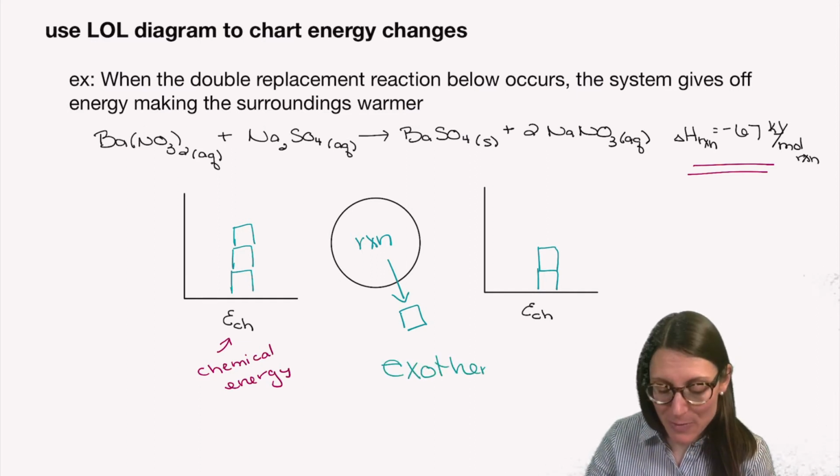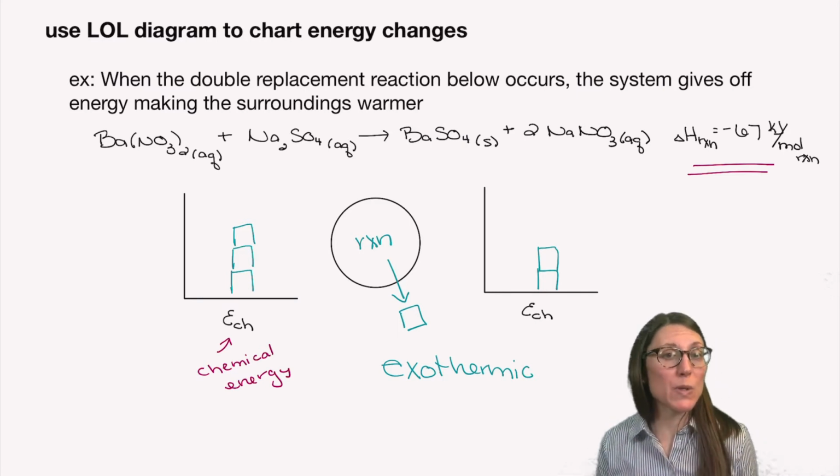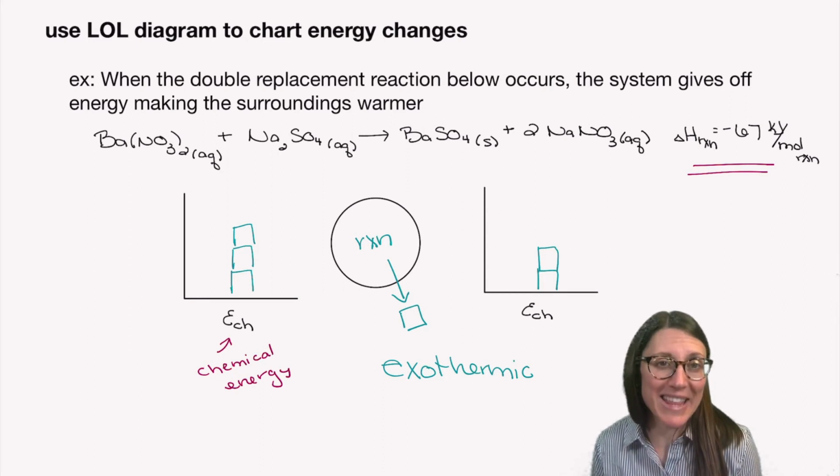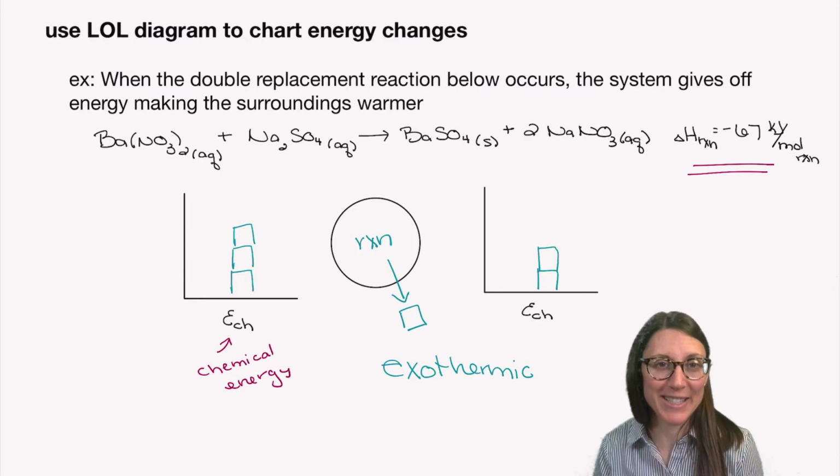Hopefully you remember this from earlier this year. Energy is being lost from the system, and so it's exothermic. It's going into the surroundings, so the surroundings will get warmer because it's gained that energy. But from the reaction point of view, this is an exothermic process.